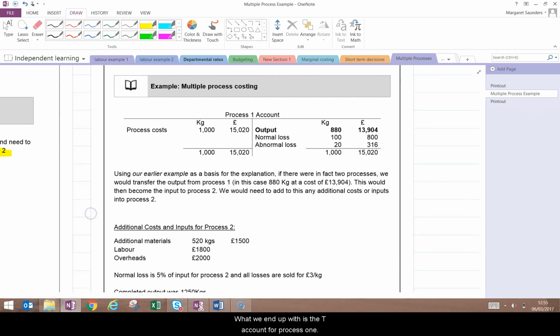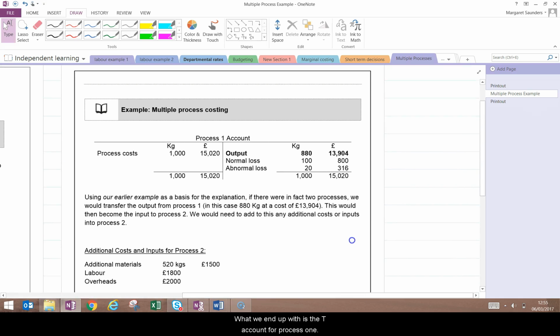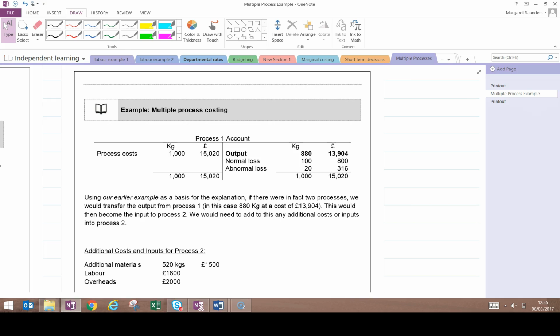But what we end up with is the T account for process 1. So here's our process costs, 1,000 kilos, £15,020, our output, normal loss and abnormal loss. So you've seen how this process 1 account is prepared. As I said, it's what we did on recording 2.